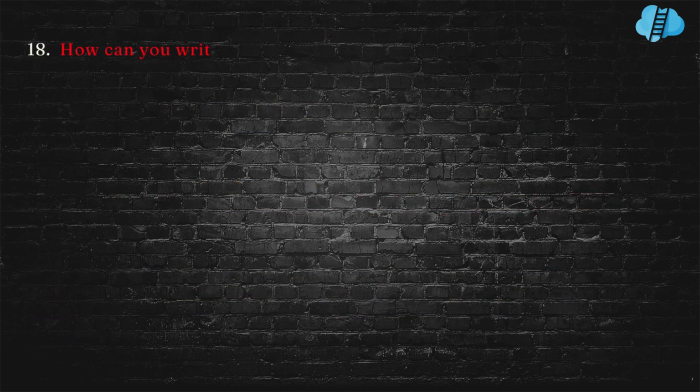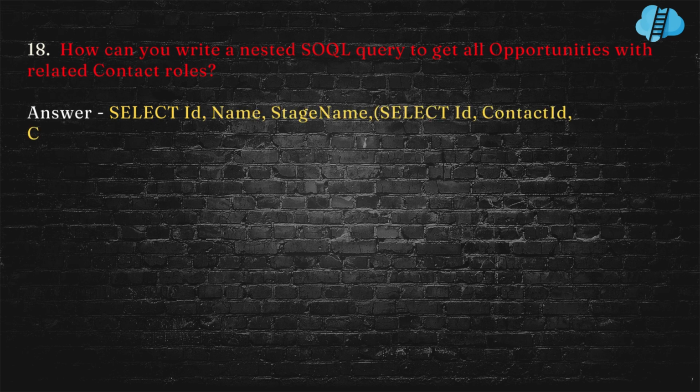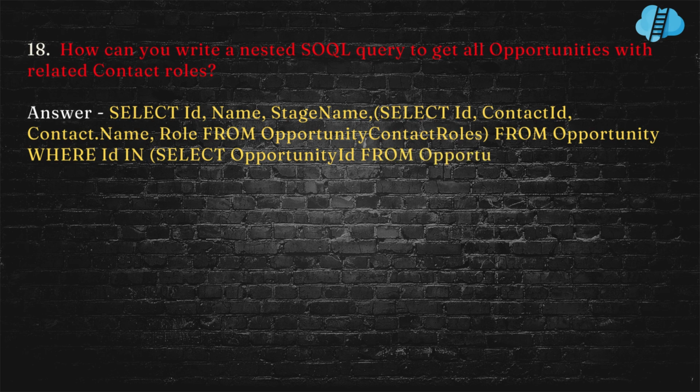18. How can you write a nested SOQL query to get all opportunities with related contact roles? Answer: SELECT Name, StageName, (SELECT ContactId, Contact.Name, Role FROM OpportunityContactRoles) FROM Opportunity WHERE Id IN (SELECT OpportunityId FROM OpportunityContactRole).